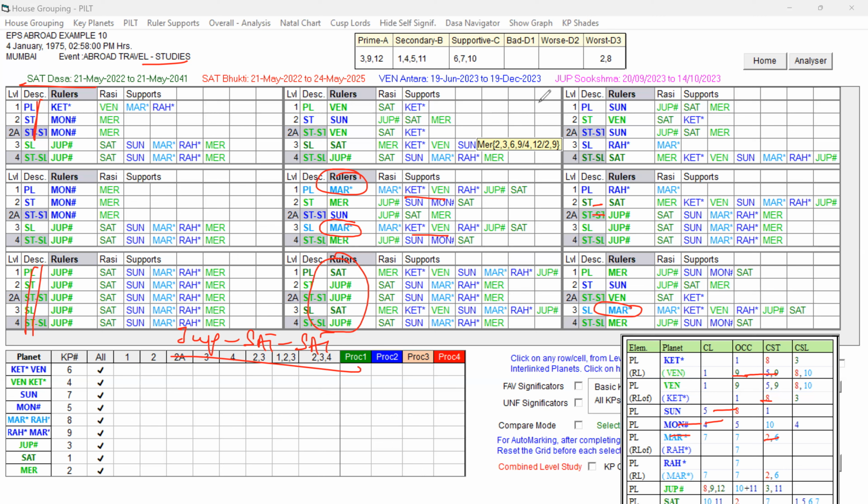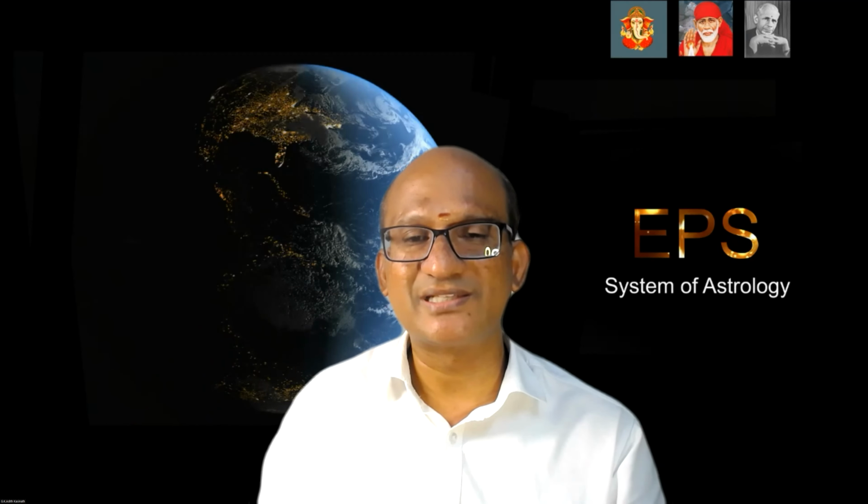I think you are able to understand how we are able to use this PILT table, making use of the key planets. We can find the key planets in the rulers, and also importantly, the Salat, Destiny's key planet in the Salat. The Salat's key planet is Bhukti Lord. That is most important. I think you are able to understand.